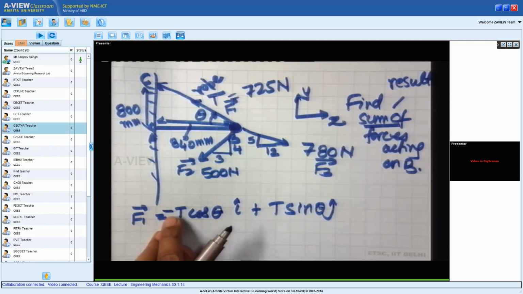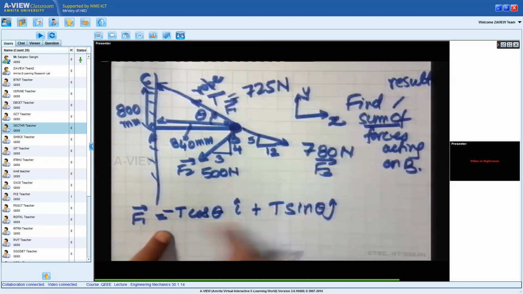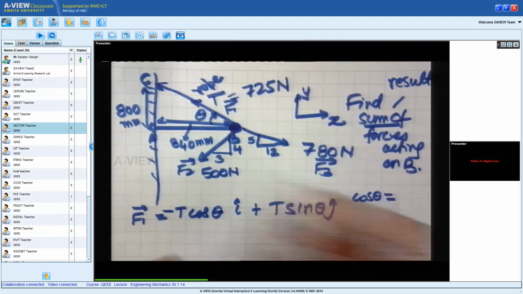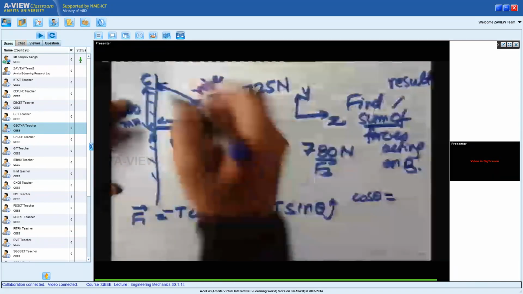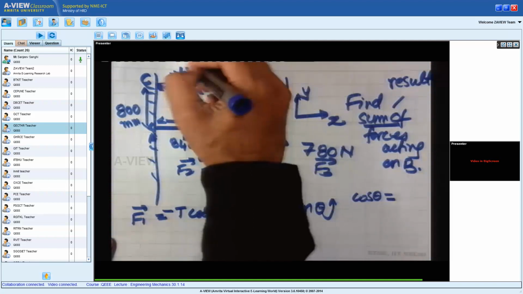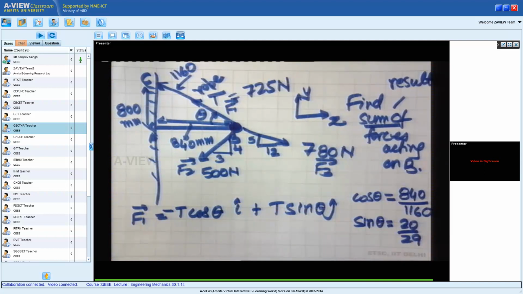So please note this minus sign is important because the component of X is T cosine theta, but with a minus sign because it is along minus X axis. And here, what is cos theta? If this length is this much, then this hypotenuse will be equal to 1160. So cos theta will be equal to 840 upon 1160. Sin theta, you work it out, simplify it, it turns out to be 20 upon 21. So this is how you will get F1.